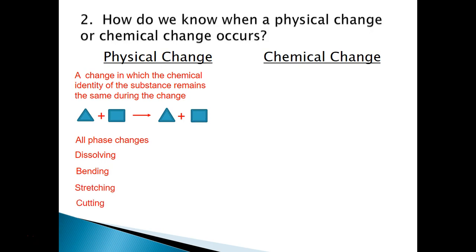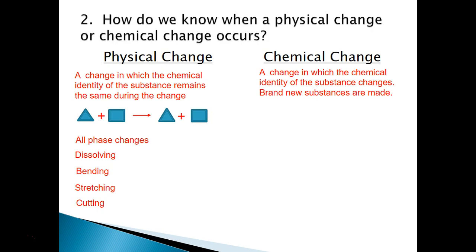Stretching, cutting, etc., etc. These are all words that would represent physical changes. Now, chemical changes are the exact opposite. They are changes in which the chemical identity of the substance changes. That means that brand new substances are made.